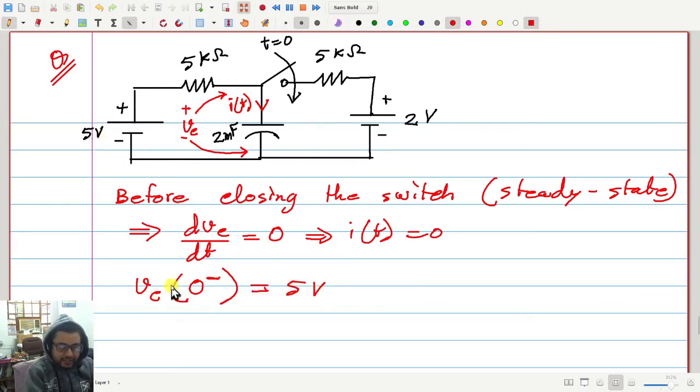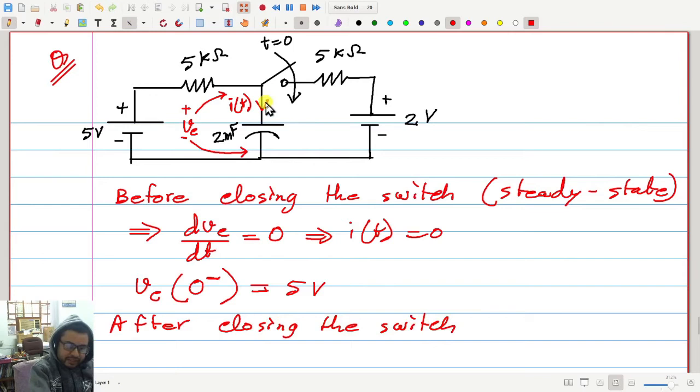Okay, acha. Now after closing the switch, what happens? The current will start to flow. Now to the capacitor, there will be some current here. Acha. But before that, let us assume what happens at t tending to infinity. Okay. That means after the switch is closed, then after a very long time, what will happen? Again this circuit will come to a steady state.